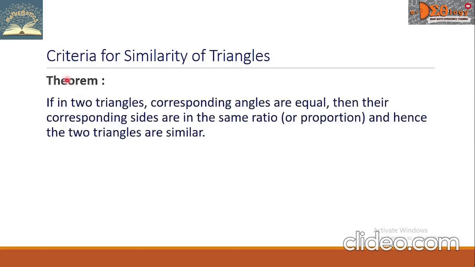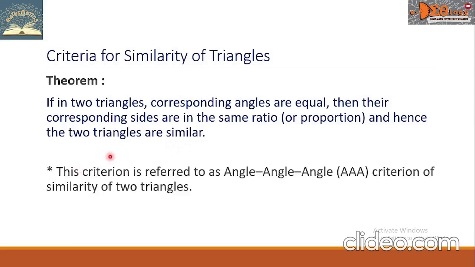Let us see this theorem. If in two triangles corresponding angles are equal, then their corresponding sides are in the same ratio or proportion, and hence the two triangles are similar. This criterion is referred to as the AAA criterion of similarity of two triangles.